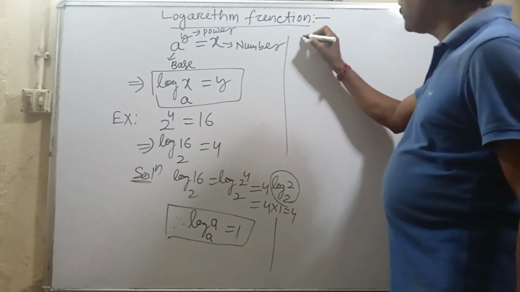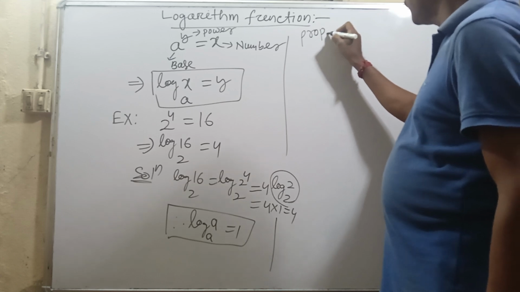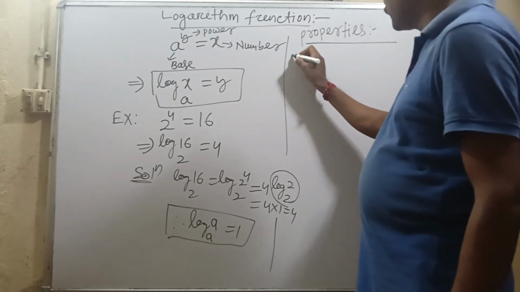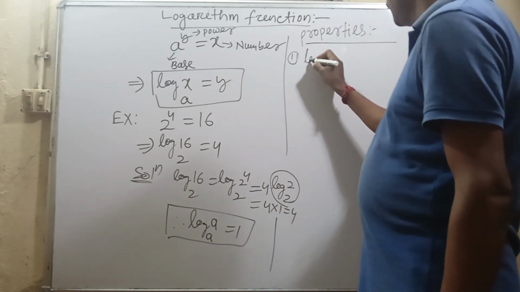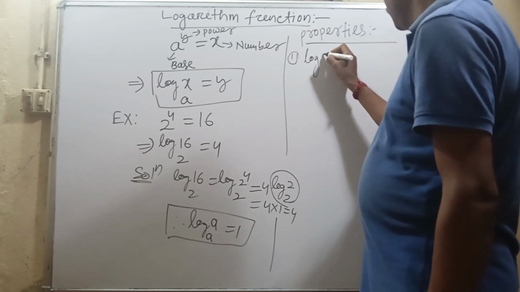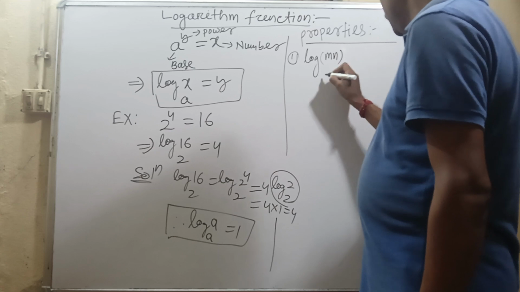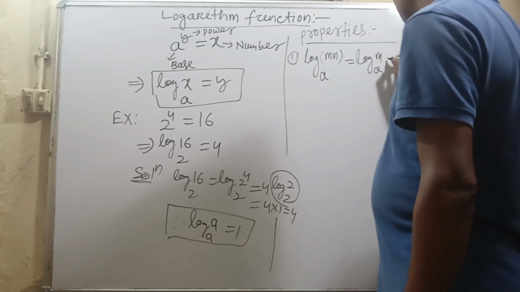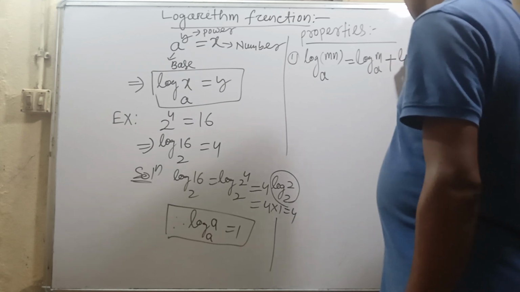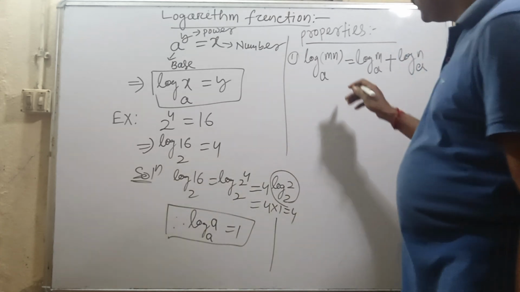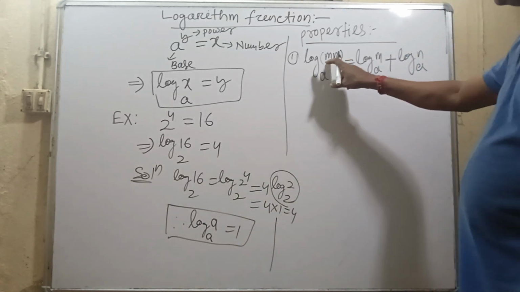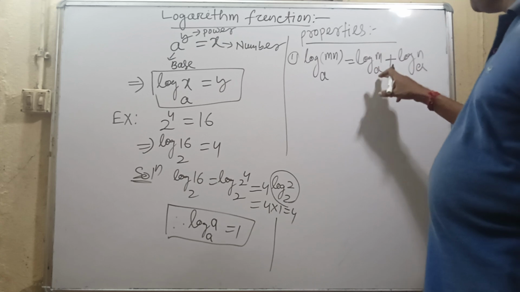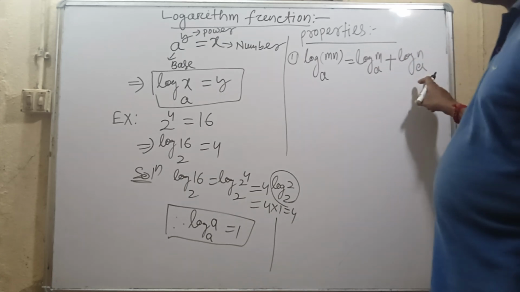Properties of the logarithm function. First one is log m into n to the base a equals log m base a plus log n base a. Given log of m into n, which is multiplication, you take only the positive sign: log m base a plus log n base a.